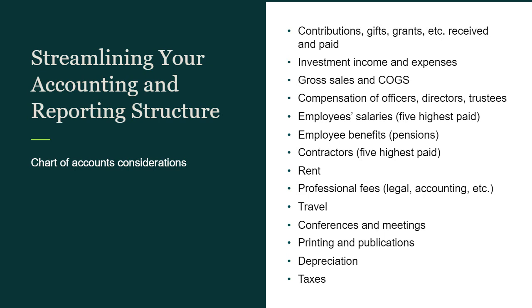So, for example, if you're maybe using a third-party payroll service provider, you can usually get that type of detail or breakdown from the payroll reports that they generate for you. And then contractors is another piece too, similar thing there. You want to be able to know the 5 highest paid, and that can typically be done by just running a vendor report in your accounting system.